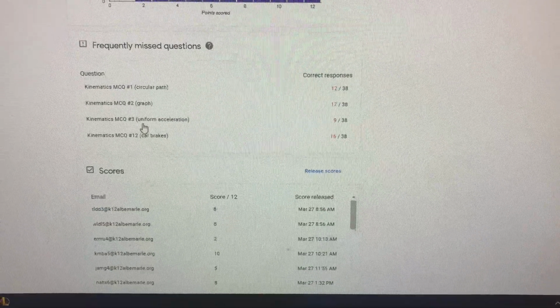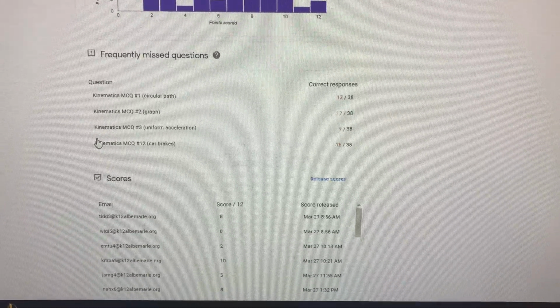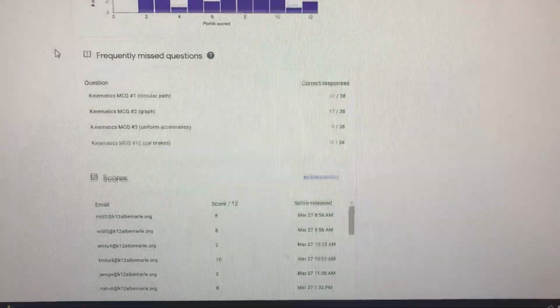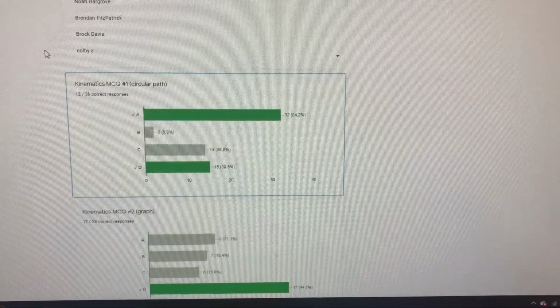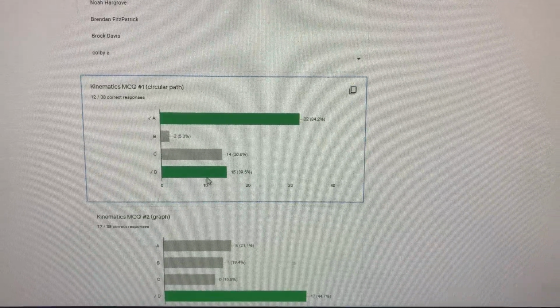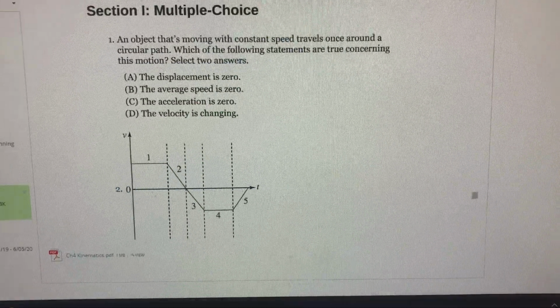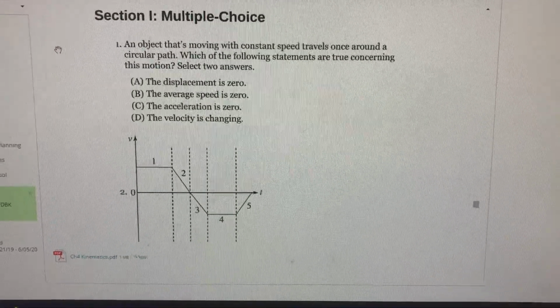So the four that people missed most frequently were the first, second, third, and 12th questions. Now, for the first and second, there were supposed to be two options. The correct answers were A and D. A lot of people chose A, but a lot of people also chose C. So let's look at the question and see what was going on here.